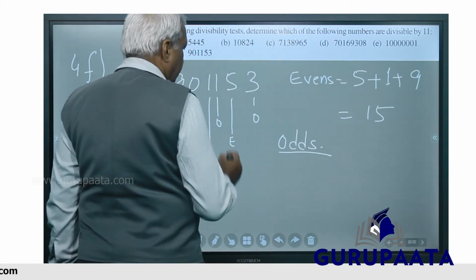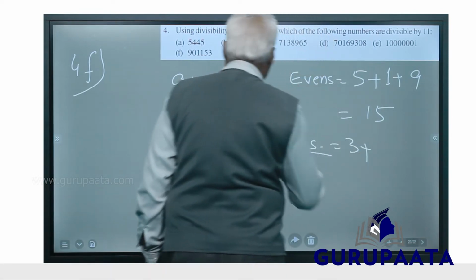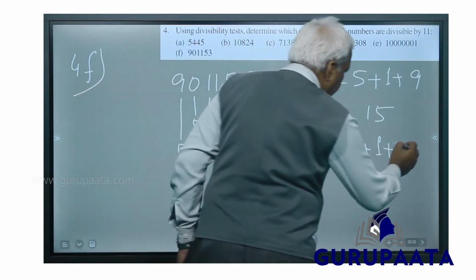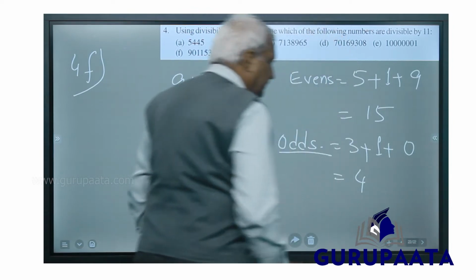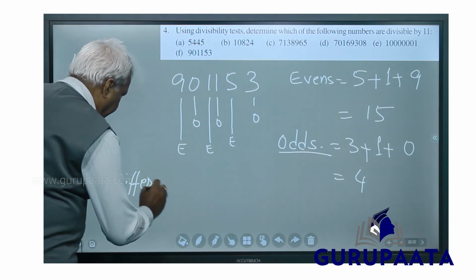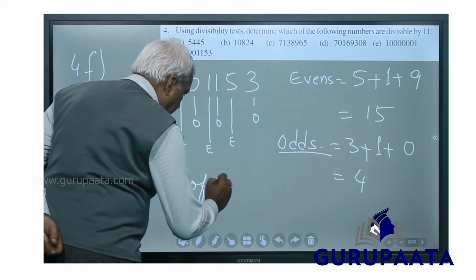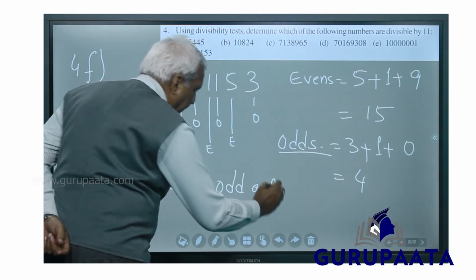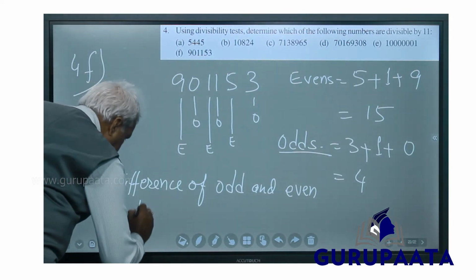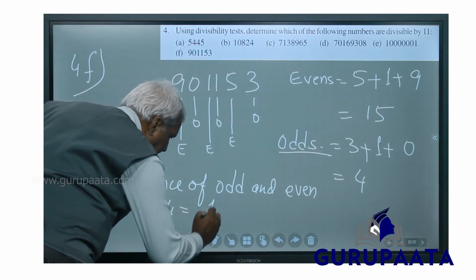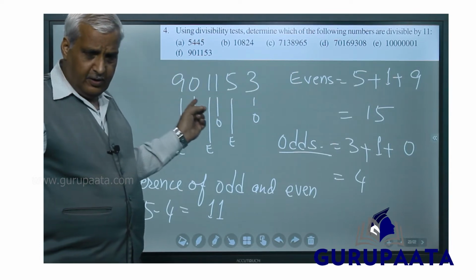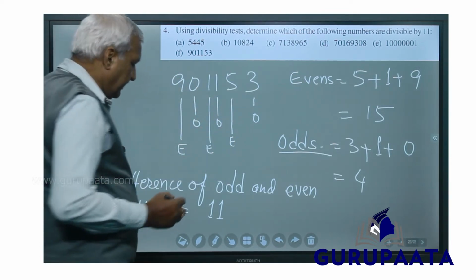All odds: 3 plus 1 plus 0 equal to 4. The difference of odd and even, that is 15 minus 4 equal to 11. 11 is divisible by 11. So this number is also divisible by 11. So our answer is yes.